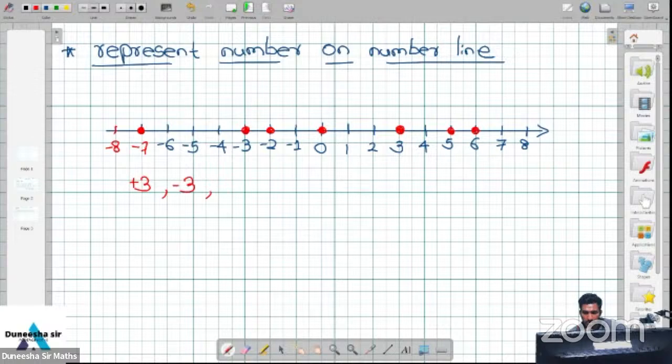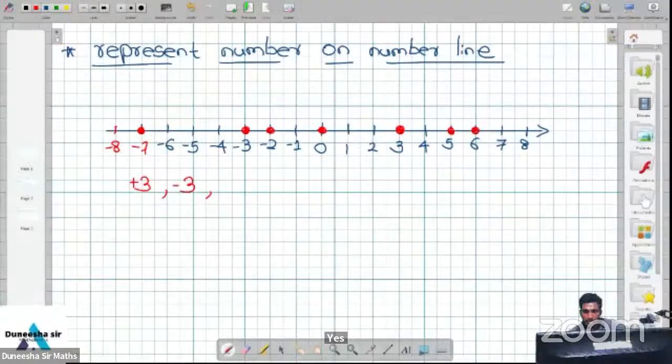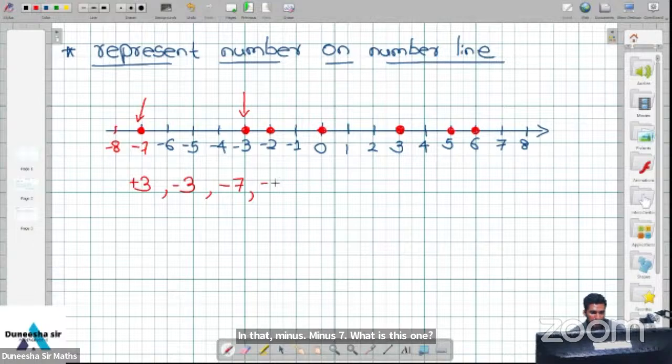Tulara, are you finished? Yes, sir. Okay. Disasna, are you finished? Yes, sir. Okay. What is this number plotted on the number line? In the arrow mark? Minus 7. What is this one? Minus 3. We discussed before.